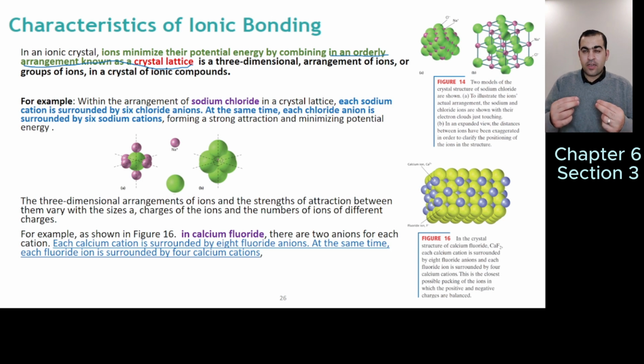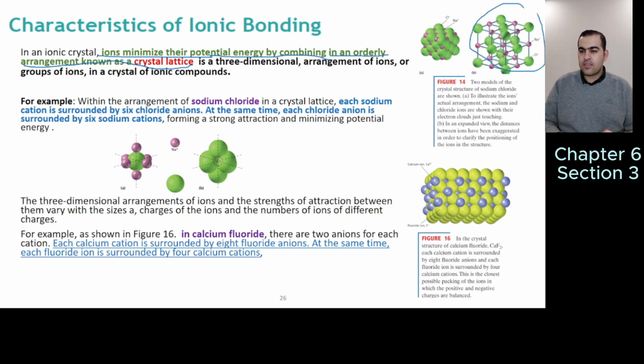This is the name of the arrangement of ions in what? In ionic compounds. Why do they arrange like that? Ions minimize their potential energy by combining in an orderly arrangement known as crystal lattice. Or we can say, what's crystal lattice? A three-dimensional arrangement of ions, the arrangement of a group of ions in 3 dimensions in a crystal of an ionic compound. Okay. So look, this is for sodium chloride.